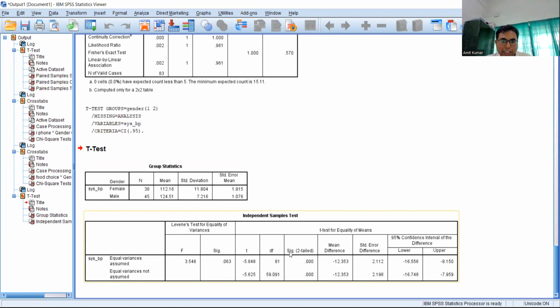Now you see the p-value in this table. This is the p-value here in SPSS, significant two-tailed, and if you are seeing, it is 0.000. What I told you is that SPSS also gives this type of p-value, but you have to write the correct p-value in terms of less than 0.001.